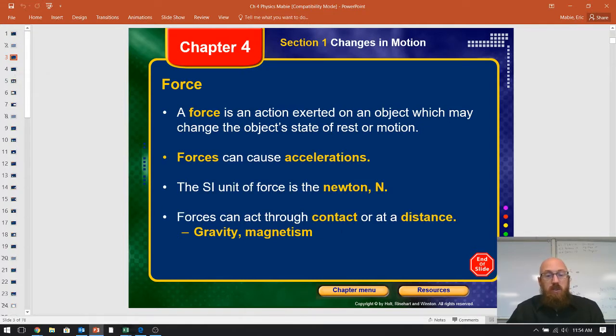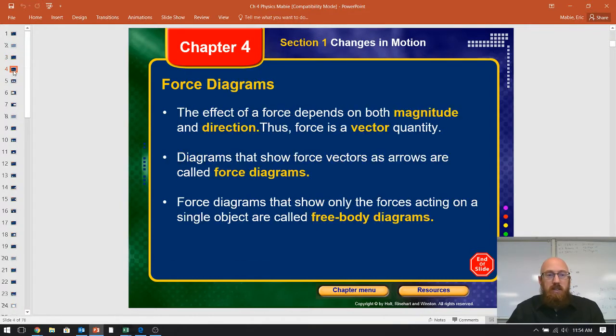Gravity and magnetism both act at a distance. We'll talk later on in this chapter, section 4, about friction, which is direct contact. Force diagrams is what you'll pretty much use, and you've started to see me use them already, drawing arrows and which things go which way to get the resultant.